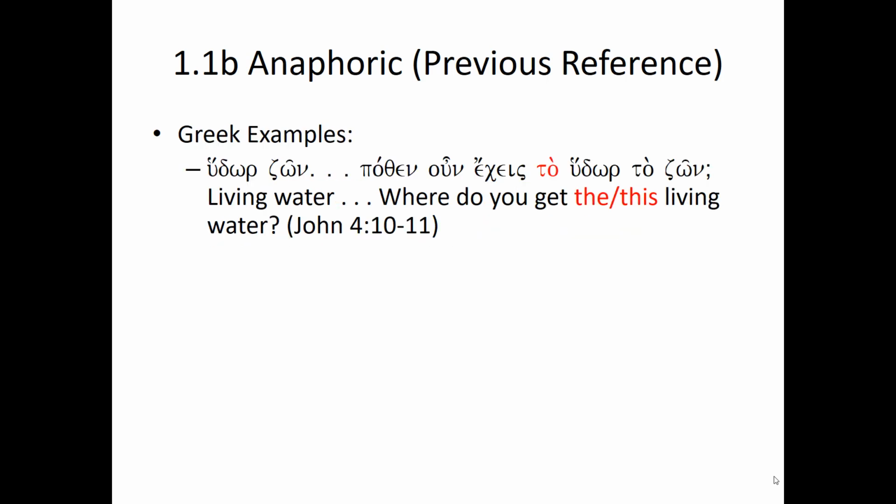So, for example, in John 4, in this discussion with the woman at the well, there's a mention made of hudor zone, living water.